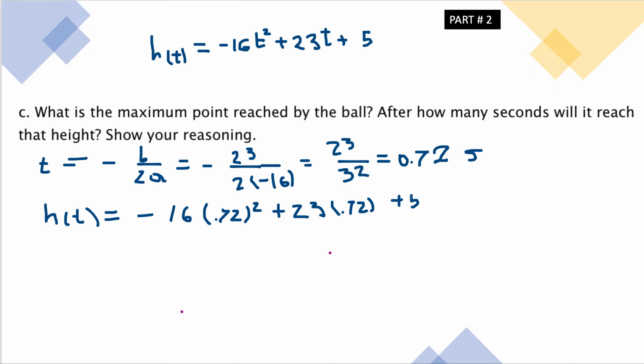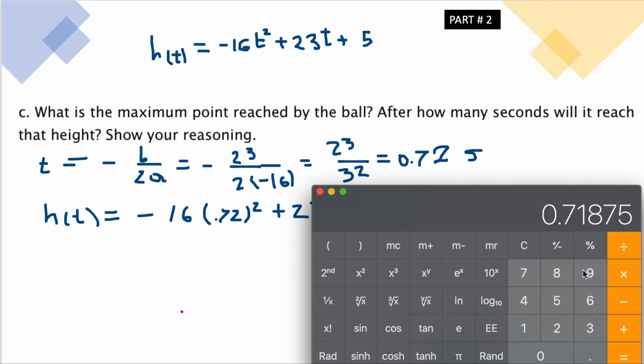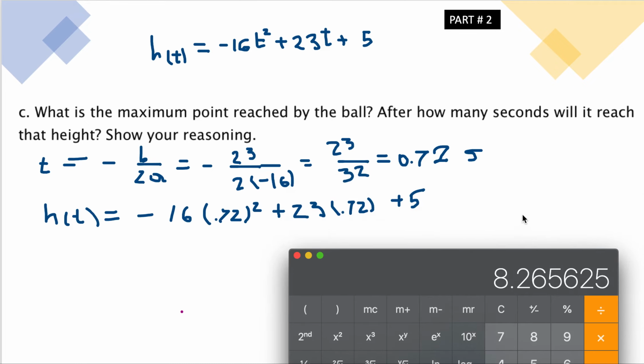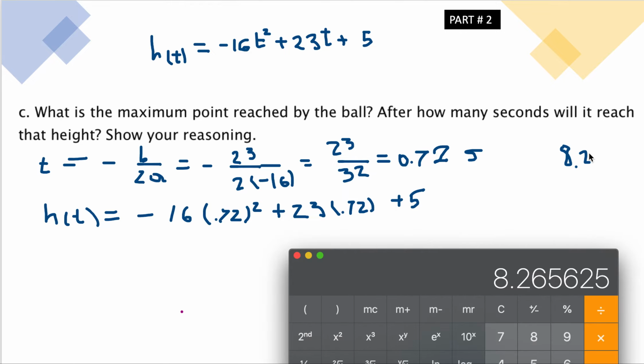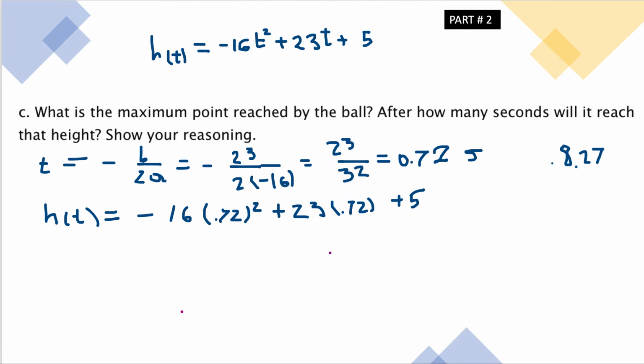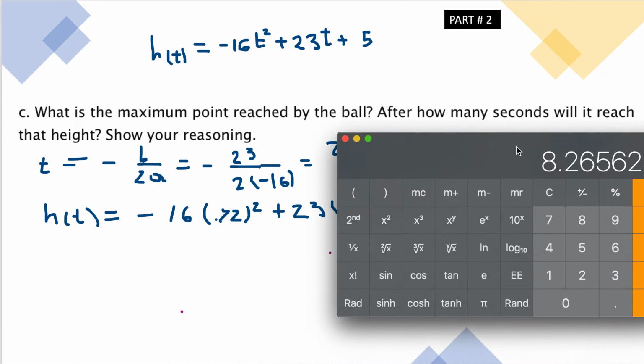And in order to solve everything, let me see first what 0.72 squared times 16 is equal to: 8.265. So I would round this number to 8.27. I want to remember this number. But now I have 23 times 0.72, and I can go with one shot everything.